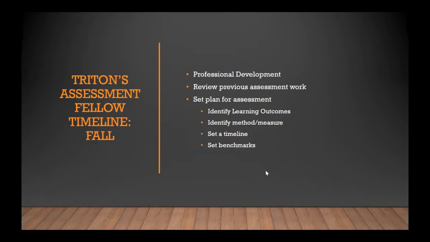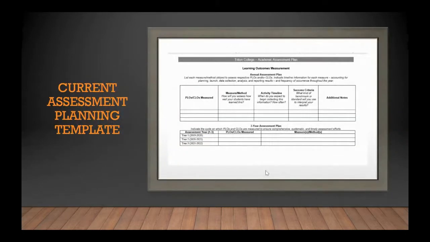And there's really 4 key parts to the assessment planning process: identifying the learning outcomes, identifying the method and measure that we will use for those outcomes, setting a timeline of when that will be collected, and then setting benchmarks. So whether you are an assessment fellow or not, this can be used by any faculty member to evaluate course level outcomes as well as program outcomes if you work within a department.